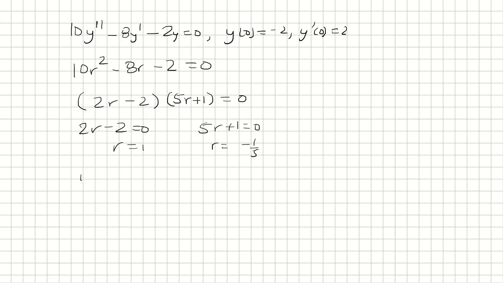Now we're going to use the roots to find our general solution. We're going to have c1 times e to the first root times x, so it's 1 times x, plus another constant e raised to the next root, negative 1/5, times x, and then plus another constant, we'll call it c3.